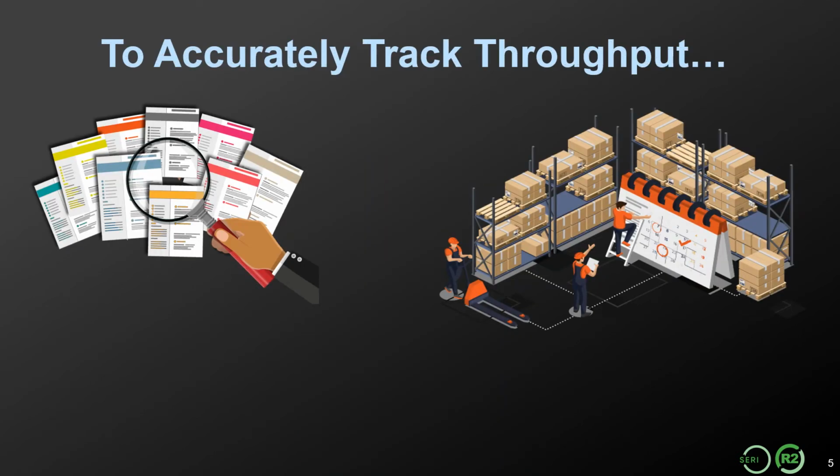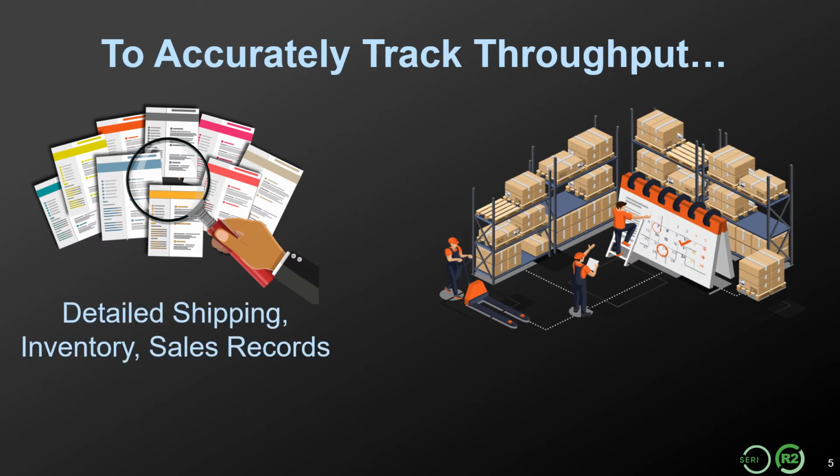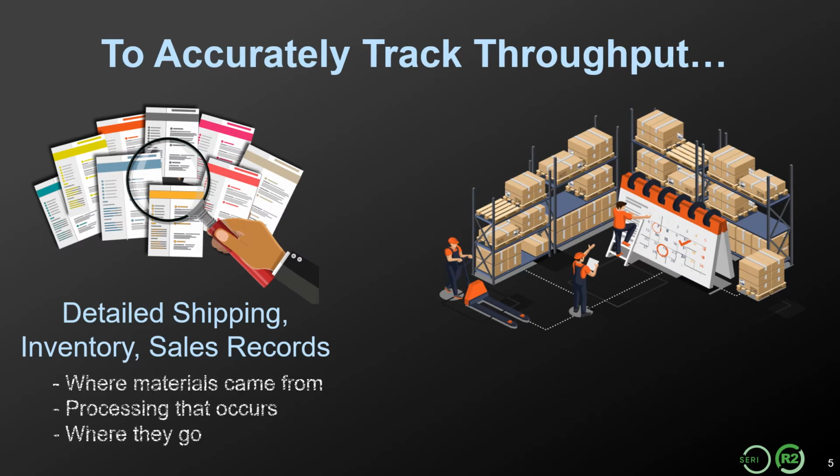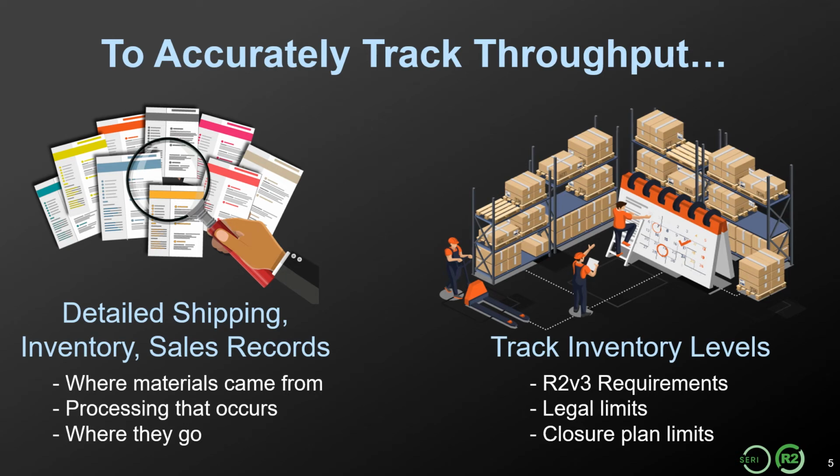To accurately track throughput, an R2 facility must maintain a variety of detailed shipping, inventory, and sales records that detail the types and quantities of all materials received. Also, where they came from, the resulting quantities and material streams after any processing, and where the materials go after leaving the facility. Another important aspect of Core 5 is tracking inventory levels to ensure that materials are not stored for longer than what is permitted by law or R2v3 requirements, or in quantities that exceed legal limits or the facility's closure plan.